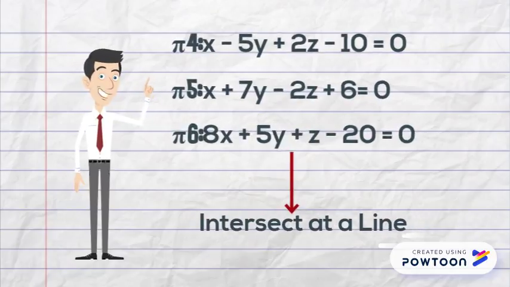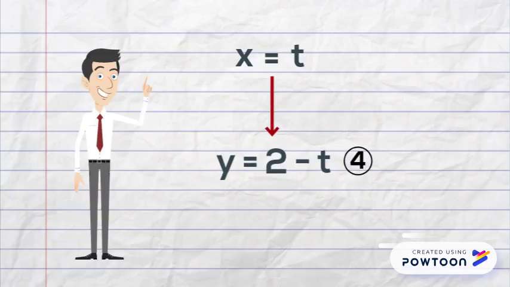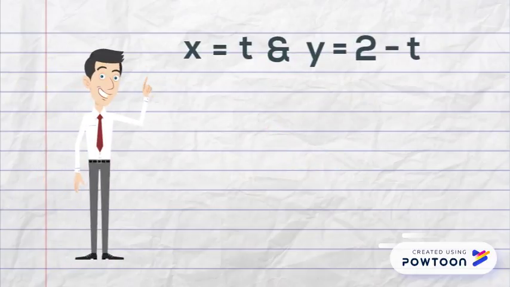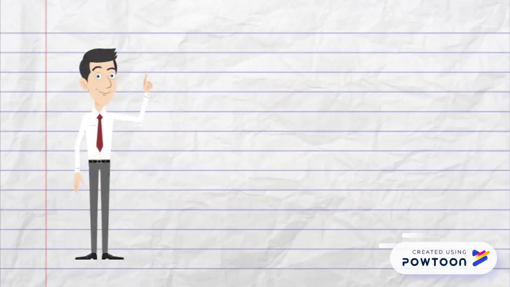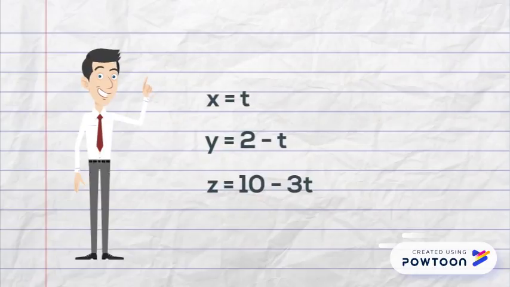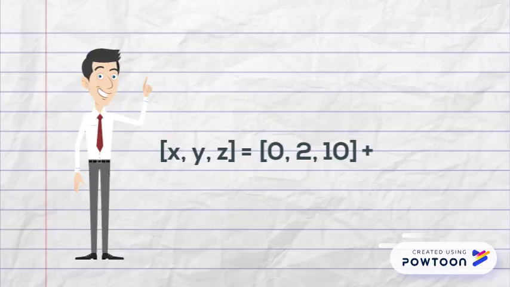To solve for the line, we have to determine the parametric equation of the line. Therefore, let x be a parameter. Substitute x into equation 4 and let y be the subject. Now, substitute x and y into equation 1 and make z the subject. After having 3 parametric equations, change them into a vector equation. The final answer will be (x, y, z) = (0, 2, 10) + t(1, -1, -3).